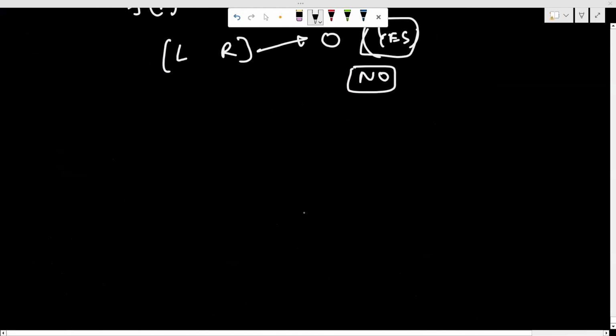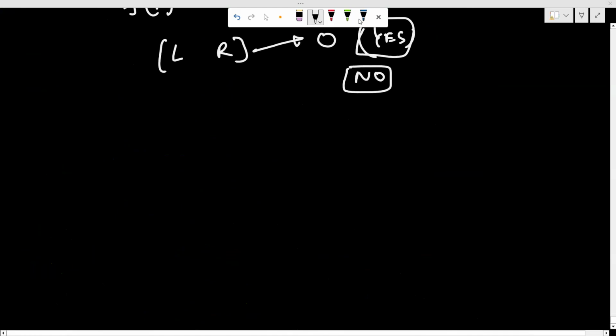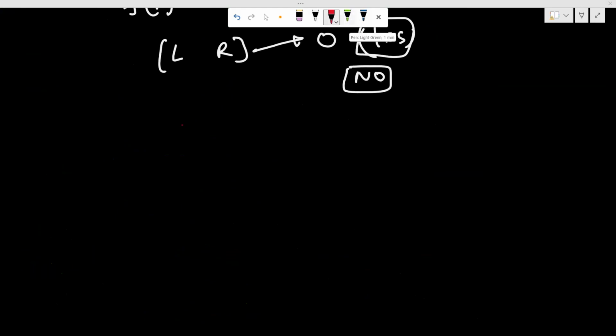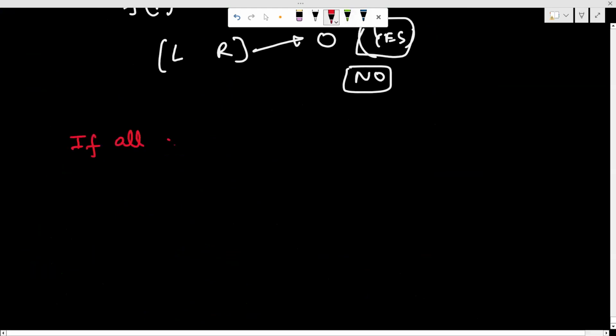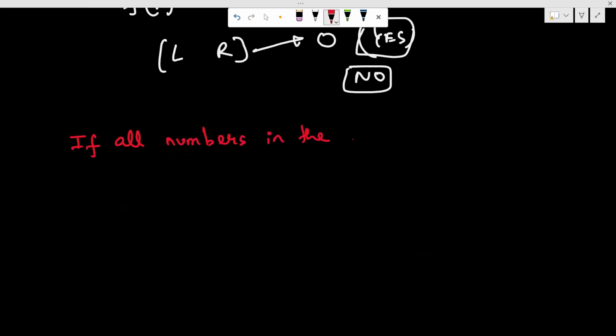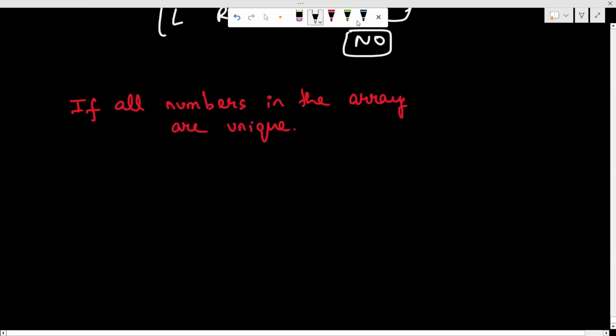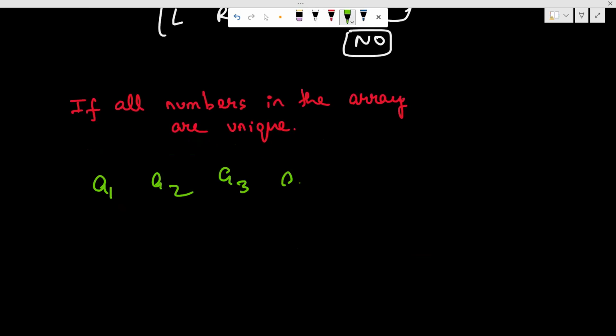Okay, cool. So if it is clear till now, we are only left with the case where all the numbers in the array are unique. So now we will deal with the case that all numbers in the array are unique. And now let's suppose I have only the numbers A1, A2, A3, A4, A5, A6, A7.